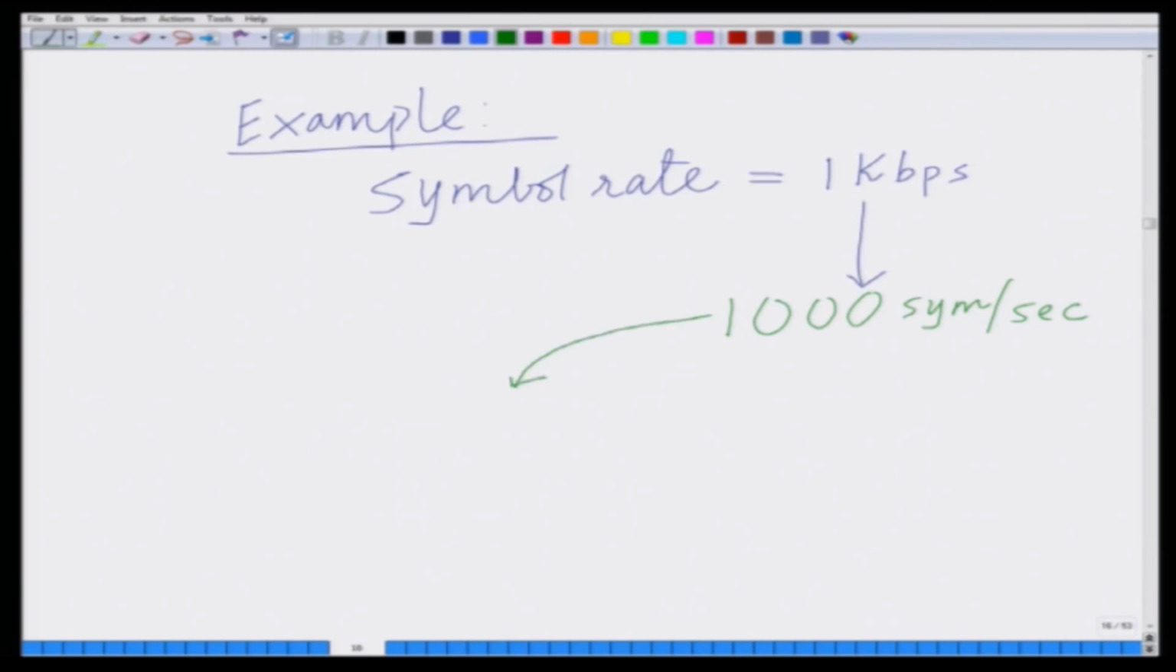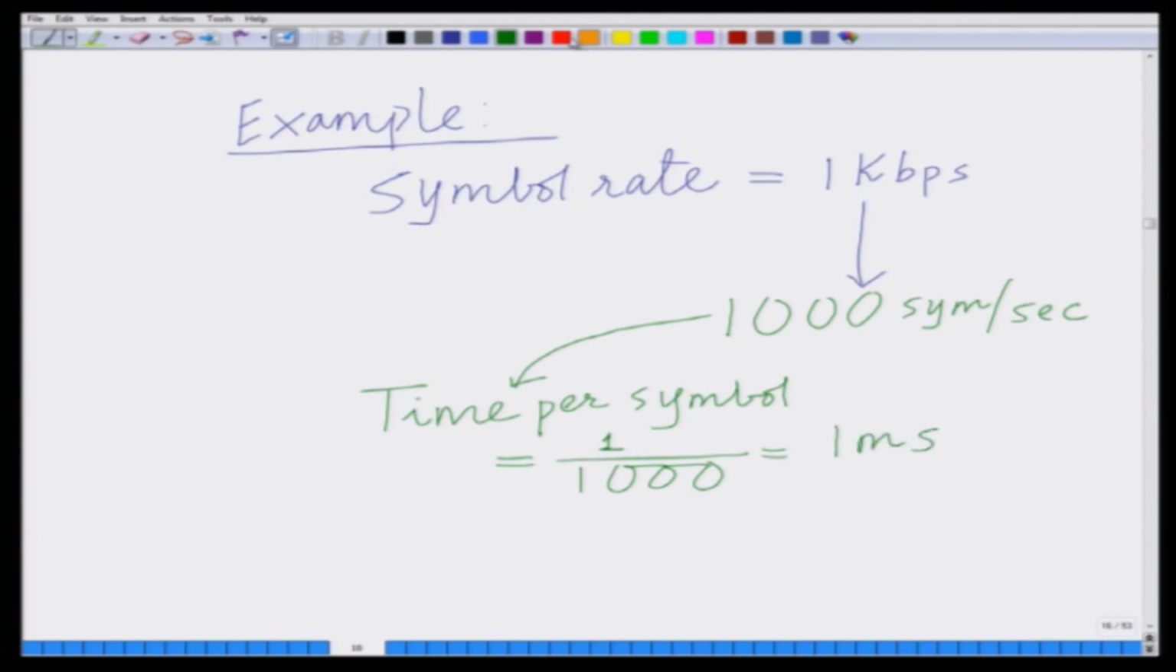Which implies the symbol time, the time per symbol, is equal to 1 divided by 1000. Since you are transmitting 1000 symbols per second, the time per symbol is 1 divided by 1000, which is equal to 1 millisecond. So, our symbol time Ts is equal to 1 millisecond in this system.